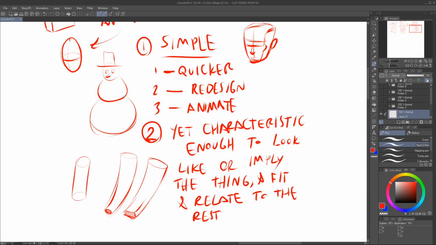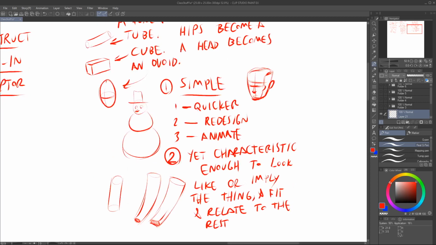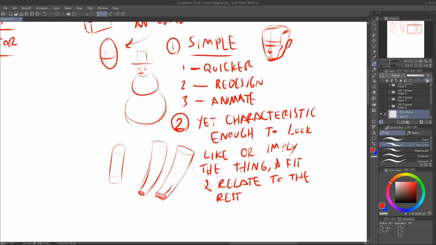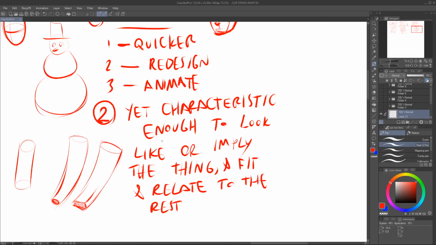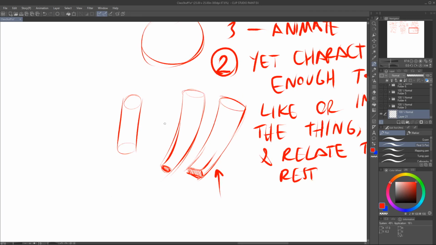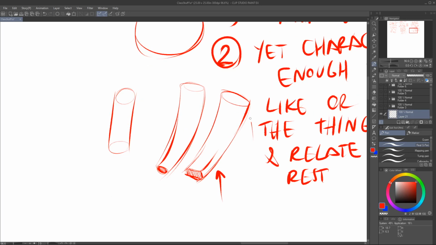And the second point is you want to keep things simple, but yet characteristic enough to look like or imply the thing and relate to the rest. Like for example, I drew some examples here. This looks like the forearm basically, kind of a tube shape here. But a forearm kind of is a tube shape that tapers into a wrist. And here would be the hand down at the end there.